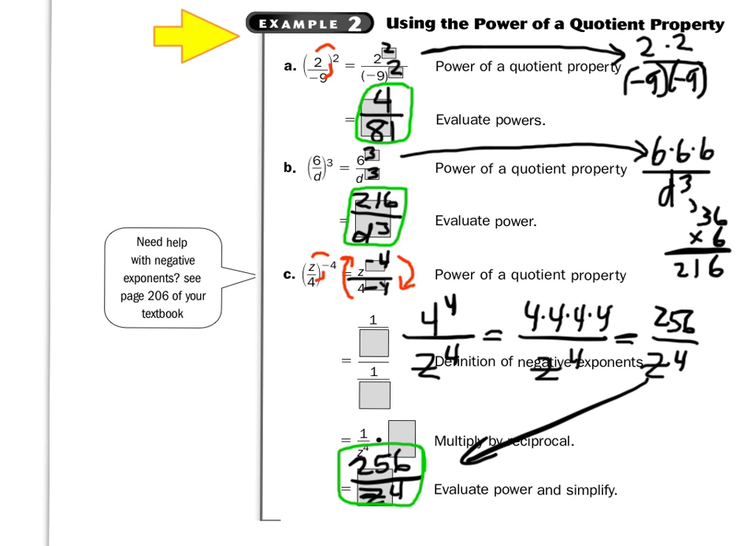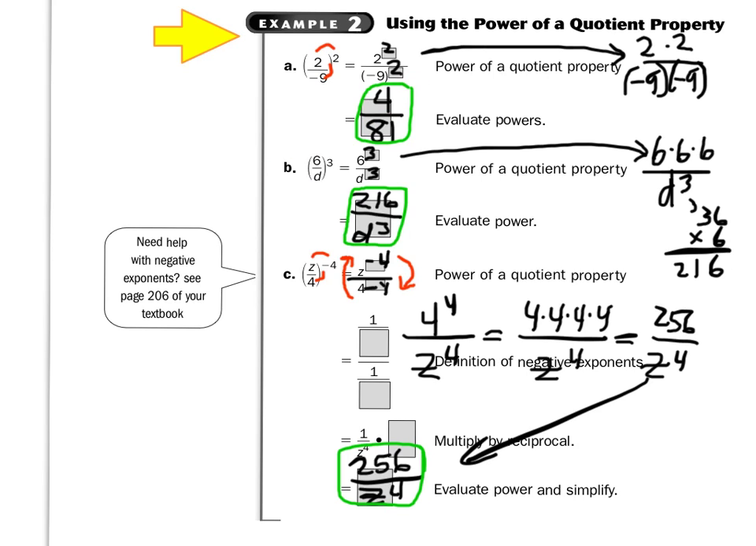All right, you guys, so take a look at example 2. Letter A, I have in parentheses 2 over negative 9, all raised to the 2nd power. So with your red, draw a rainbow from the power of 2 to the top 2, and then from the power of 2 to the negative 9. So it's 2 to the 2nd power over negative 9 in parentheses to the 2nd power. Well, look over here. I wrote it out. That means 2 times 2 on top over negative 9 times negative 9. So that would give me 4 over 81.